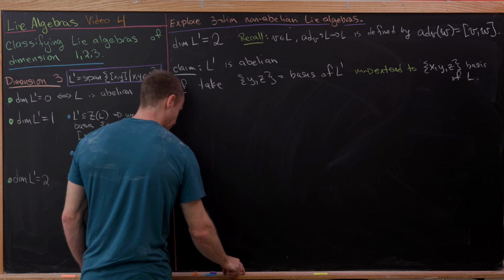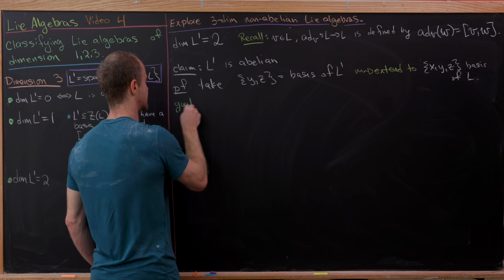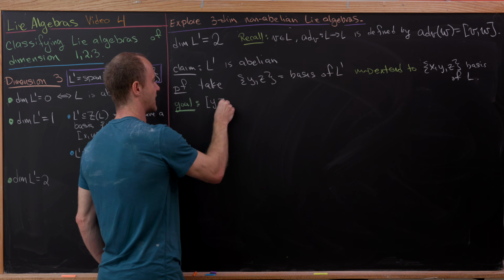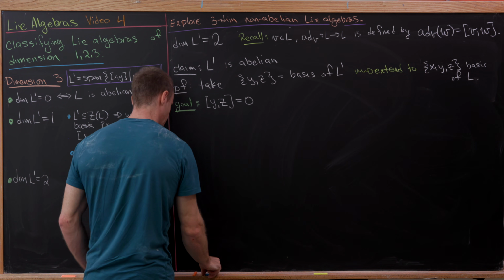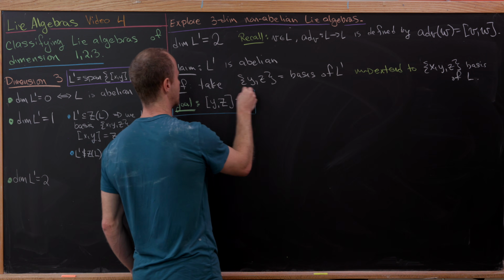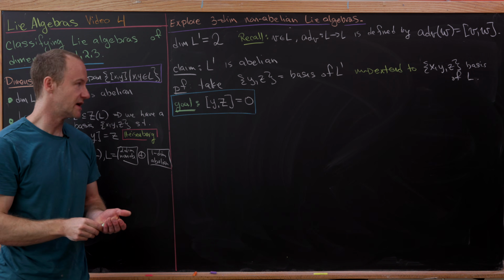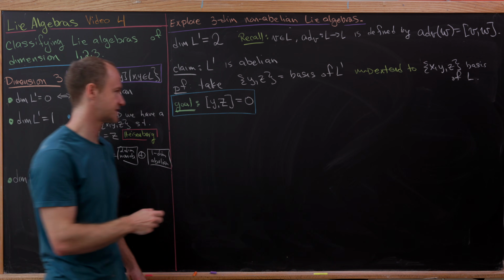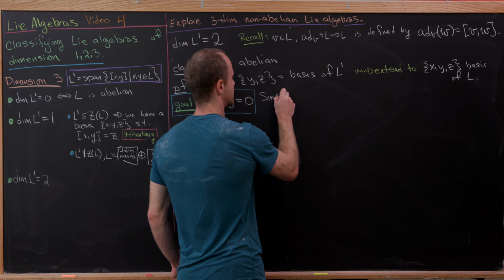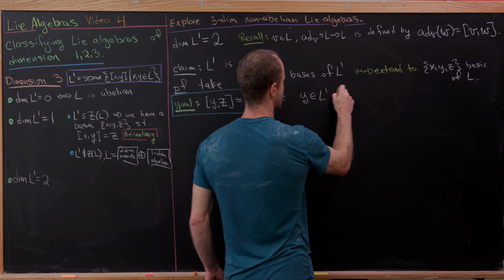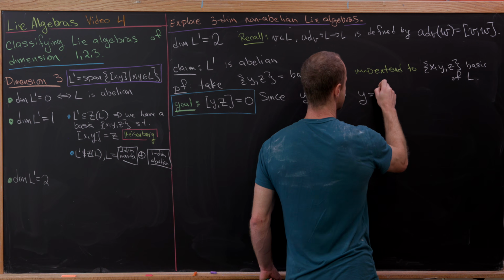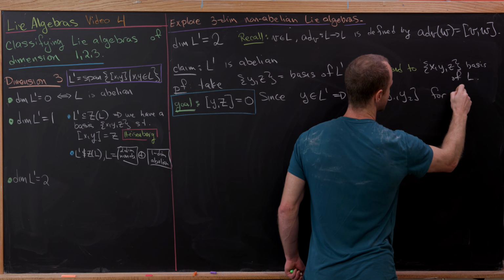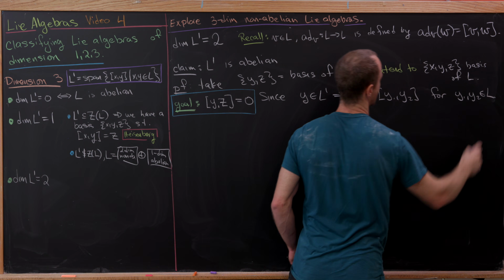And then let's point out what our goal is at the moment. For L prime to be abelian, that would be satisfied if we could show that the bracket of y with z was equal to 0. I think that's pretty clear that that would imply that L prime is abelian, given that y and z span L prime. Okay, nice. So where are we going to go from here? Well, since y is inside of L prime, that means that y is equal to the bracket of y1 and y2 for some y1 and y2 inside of L.